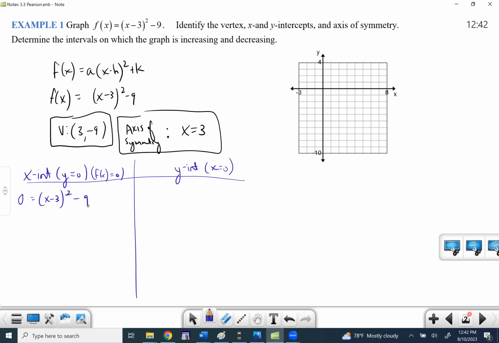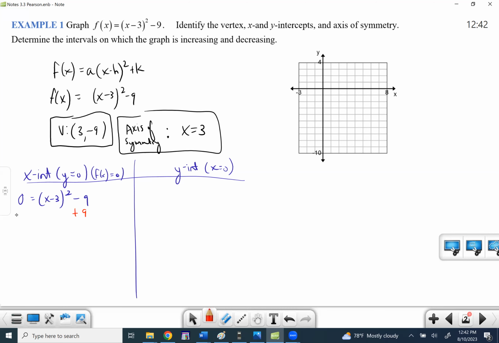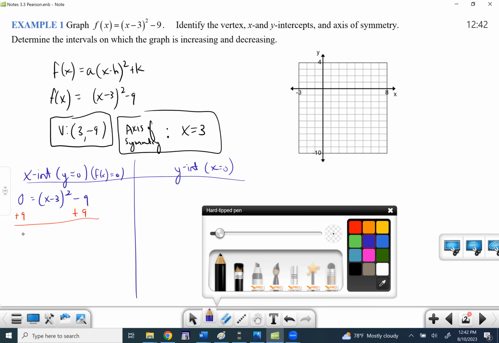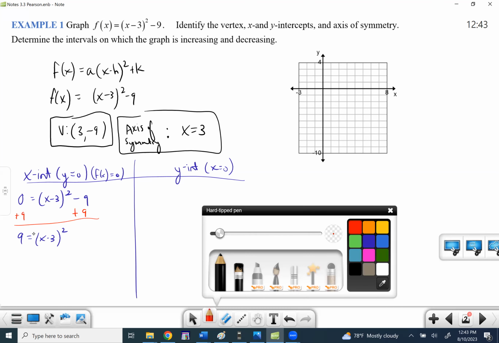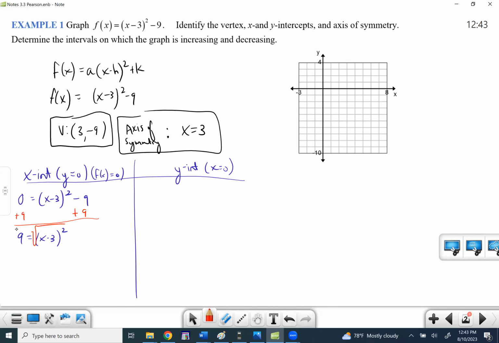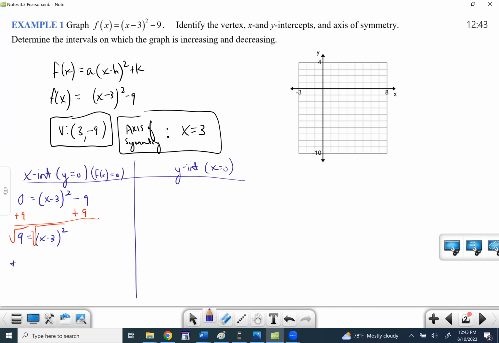Okay, so I'm going to go ahead and add 9 to both sides to try to isolate whatever's being squared. So we get 9 equals (x minus 3) squared. Then we're going to square root to get rid of the squared. Those are inverse operations. So we get, don't forget your plus or minus 3.